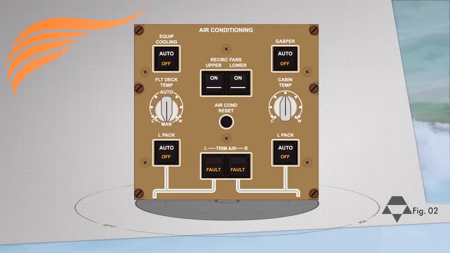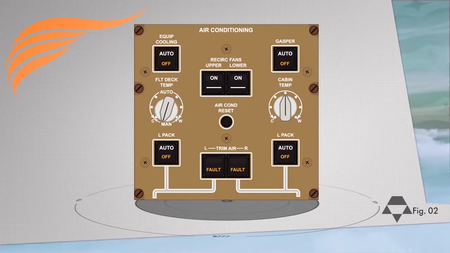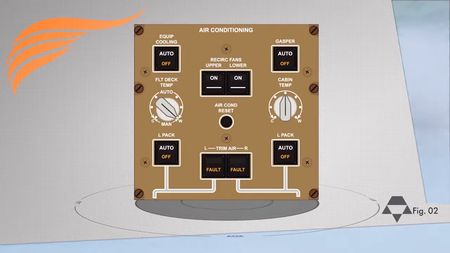Turning the valve from the manual position to the C detent drives the flight deck zone trim air modulating valve to closed, so air from the mixed manifold is higher in proportion to trim air. Similarly, turning the valve from the manual position to the W detent drives the flight deck zone trim air modulating valve to open, so there's a higher amount of trim air flowing into the flight deck. The temperature limits during automatic and manual operation are 18 degrees Celsius and 29 degrees Celsius.